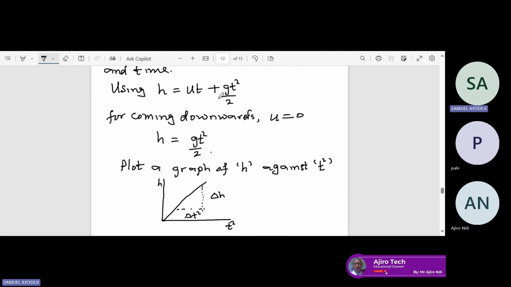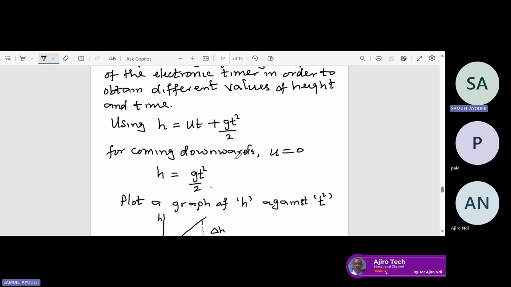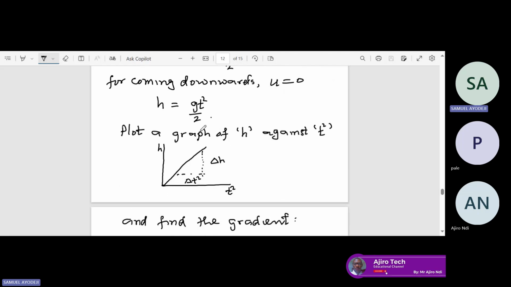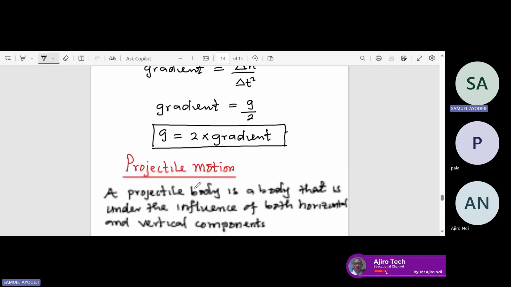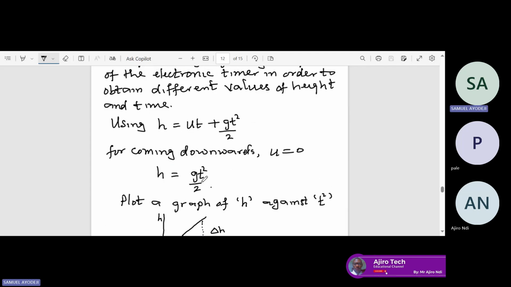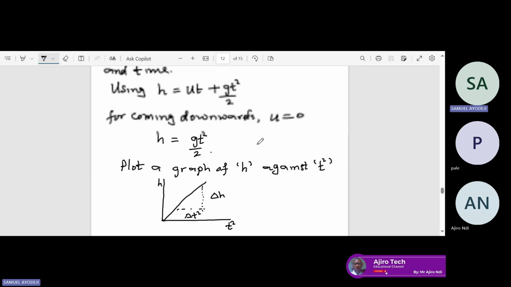Now from here, take time. This got to zero coming down. You plot a graph of H against T squared. So the gradient will give you G over 2. Gradient is given like this, G over 2. So G will be the gradient multiplied by 2. That will give you the value of G. So that's how to calculate, determine G.